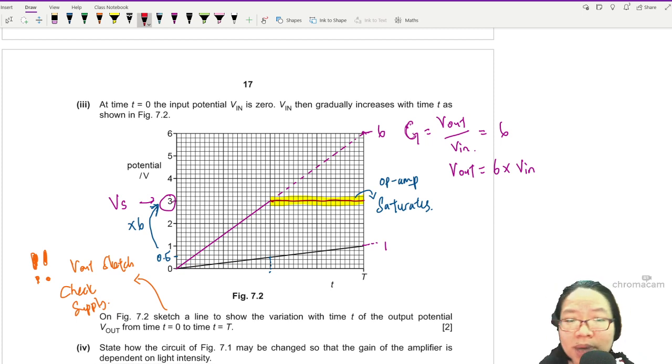Alright, so where are the 2 marks? I'm guessing if you have this line, your gain is 6, is 1 mark. So when I say this line, especially this kind of Vout sketch, please make sure that you pass through the correct coordinate. So I think for this one, probably 1 mark is a line, a straight line.